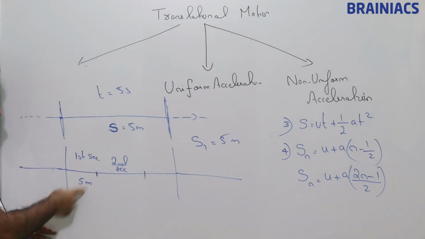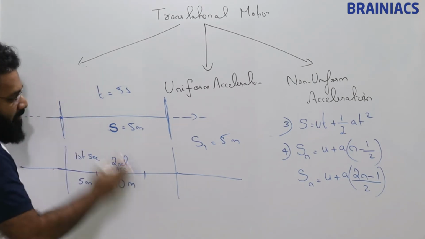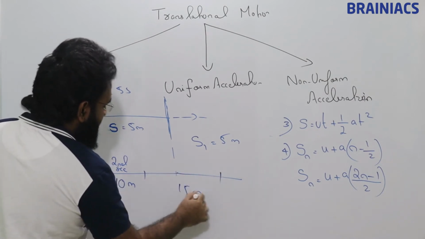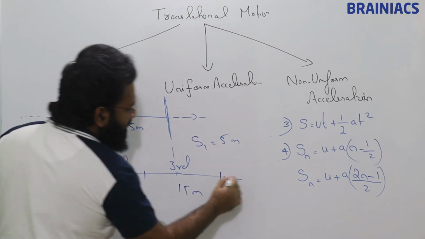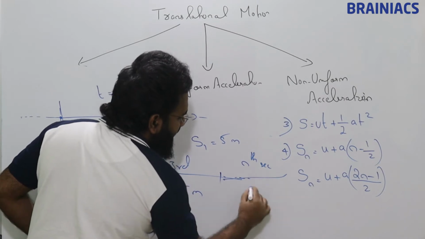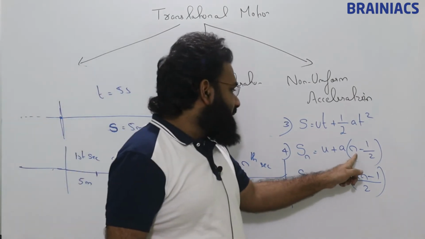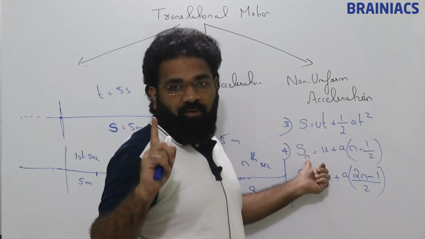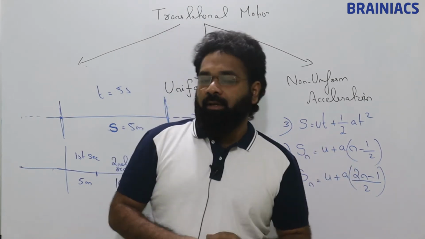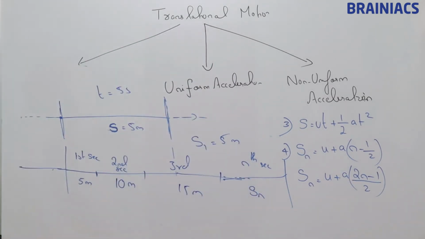This is the displacement for the first 1 second, this is the displacement for the second 1 second, then later if this is 15 meter, this is the third. Likewise we can have up to the nth second. So the nth second has a displacement Sn. If we put n is equal to 1, we will get the displacement of the first second. If we put 2 here, we will get the displacement of the second second. When we do problems, we will get good clarity.